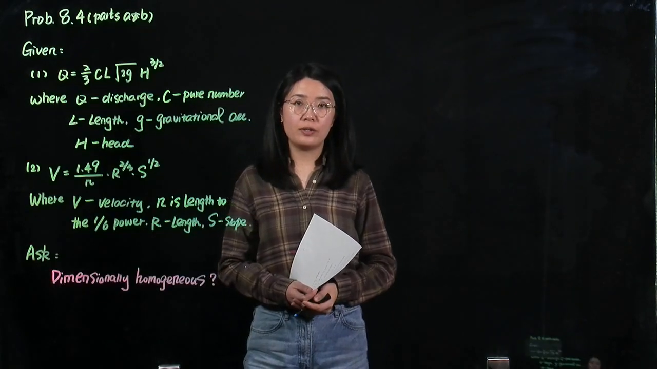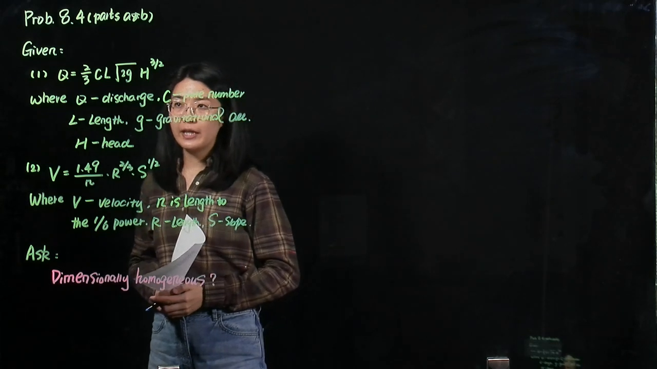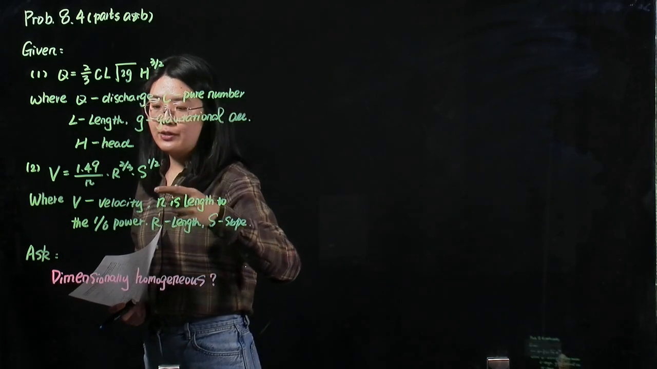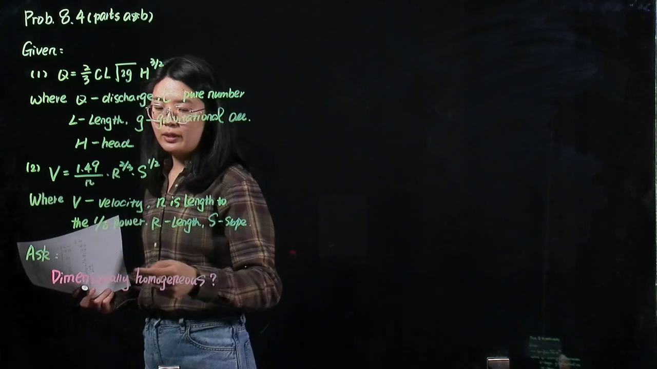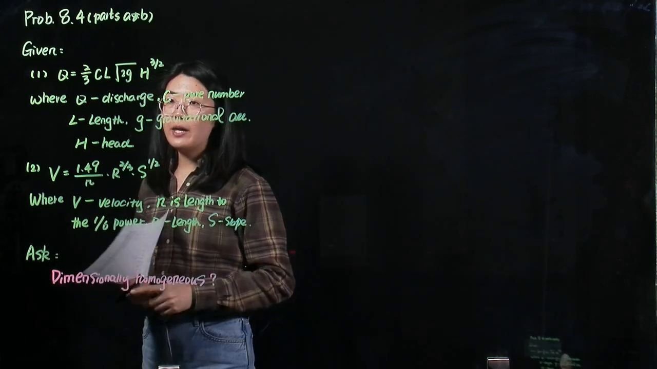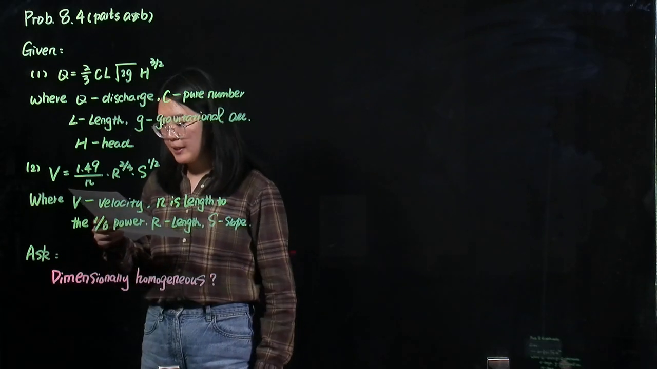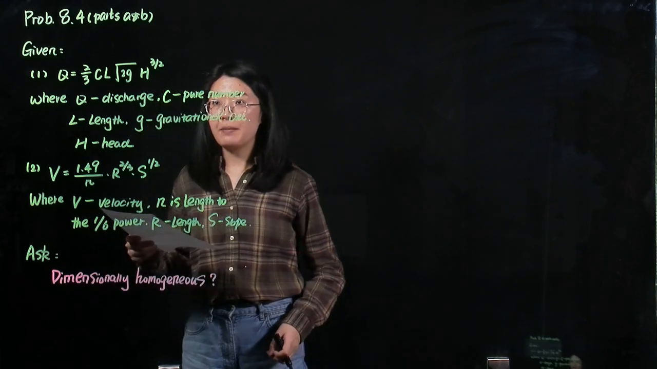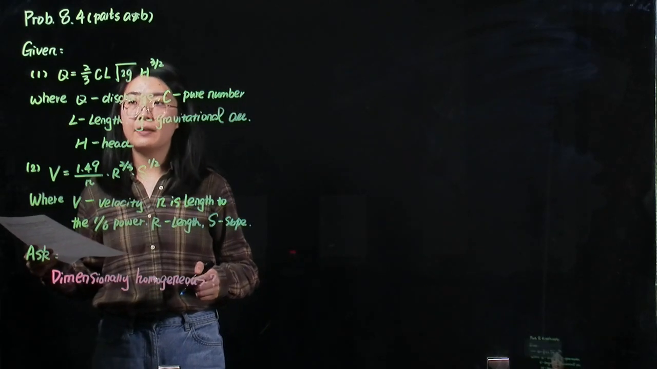Now let's move on to problem 4. In this problem, it provides us two different equations. It wants us to identify if these two different equations are dimensionally homogeneous or not. If an equation is dimensionally homogeneous, it means that the power of dimensions on the two sides of the equation should be the same, right?